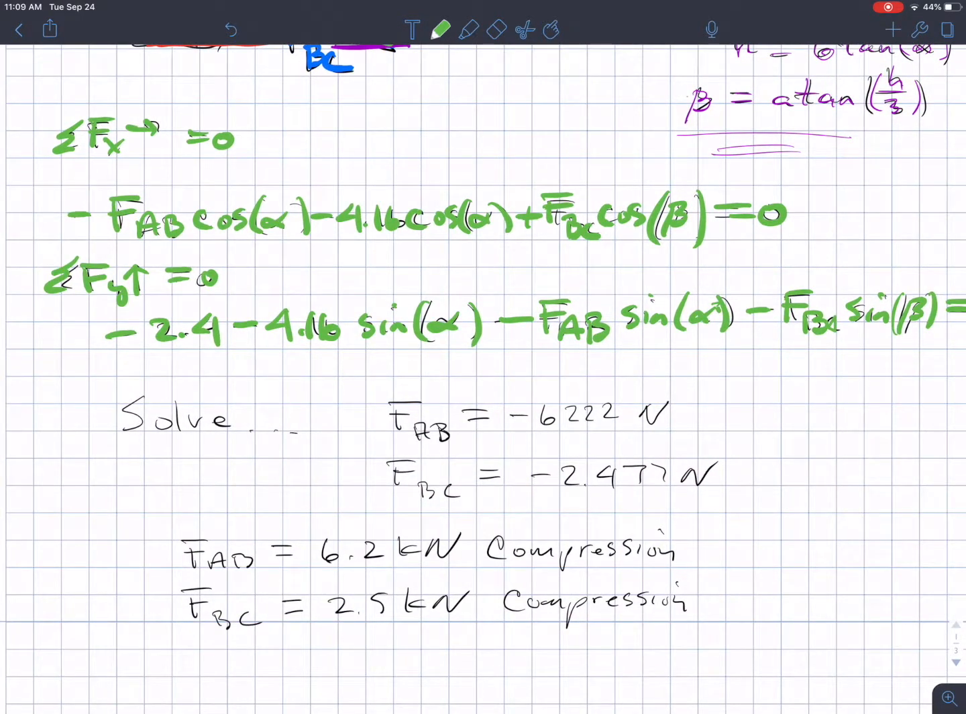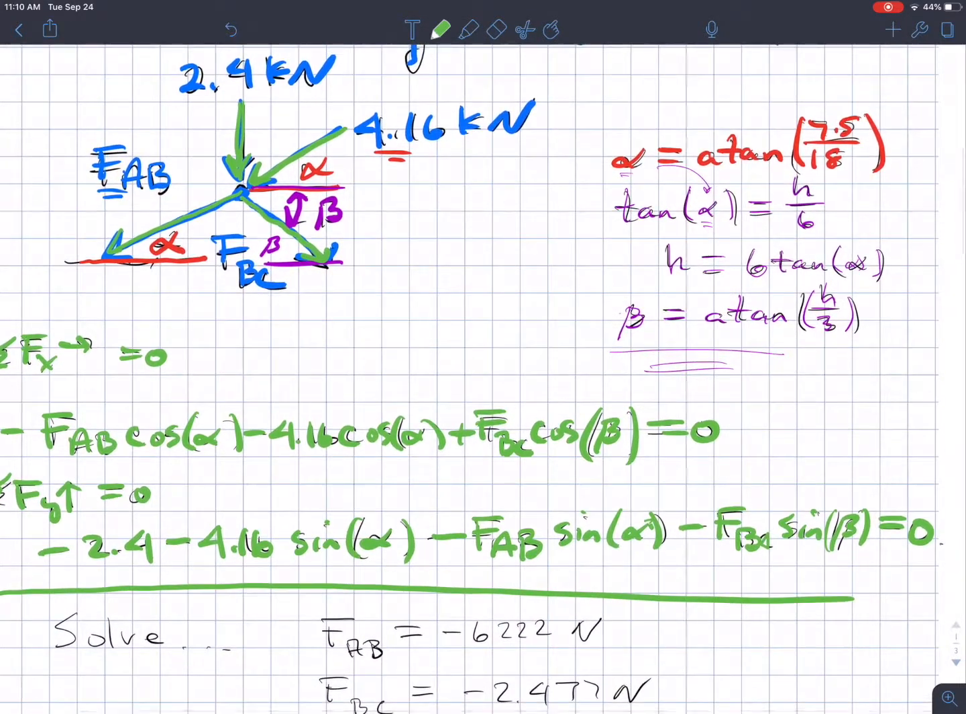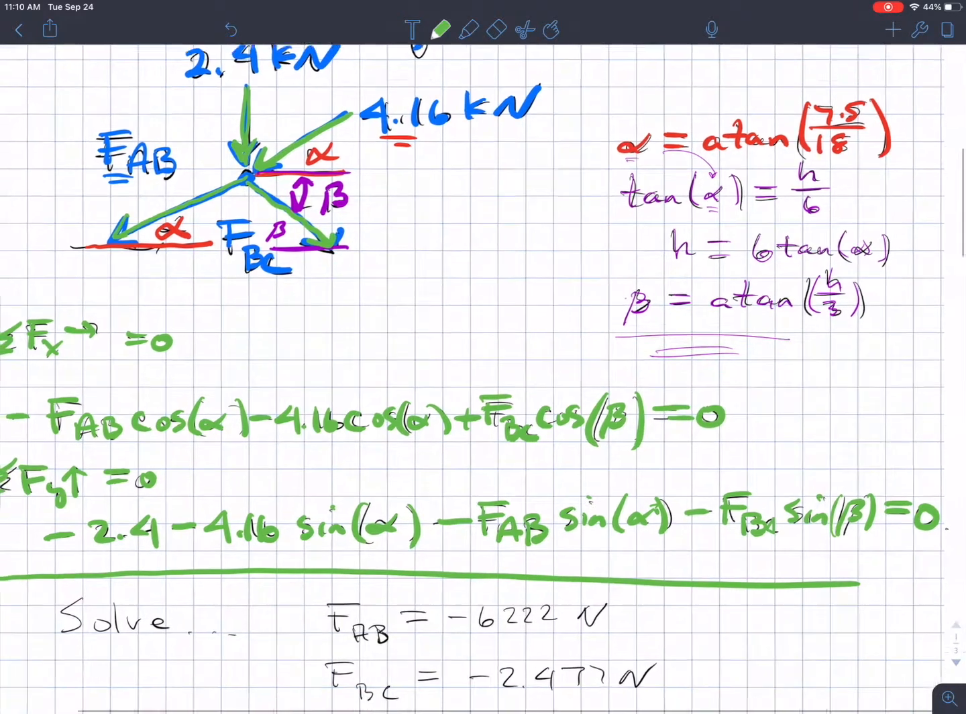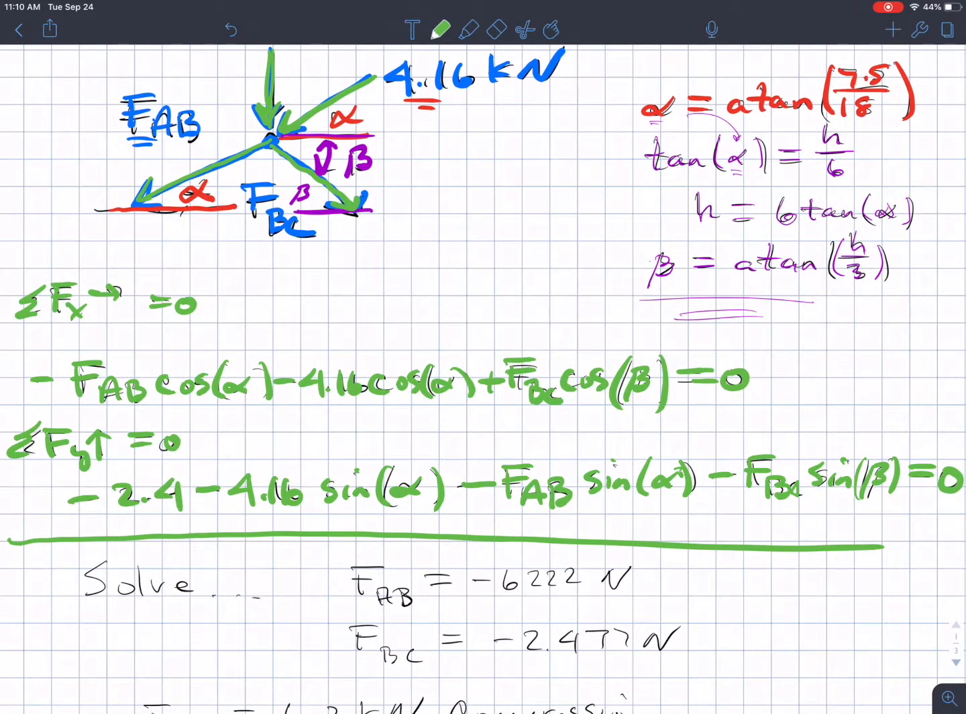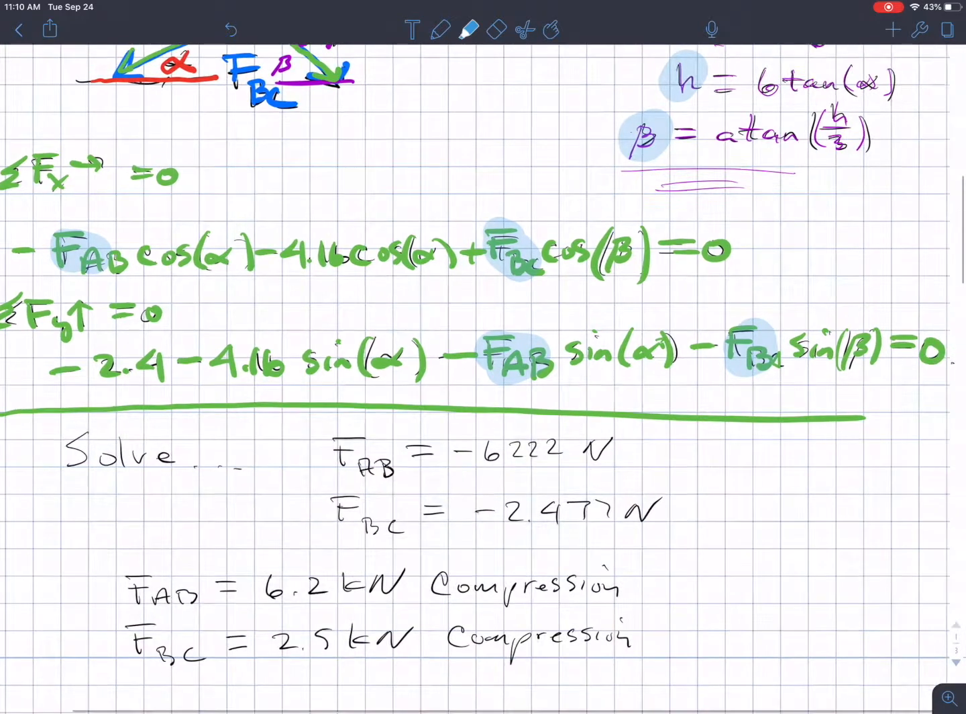So on an exam, this is a fairly substantial problem. Lots of calculations with your calculator. I would probably ask you more to set this up, write the equations. So this would be what I was looking for, because everything is known. I calculated alpha, that's known. I calculated H, that's known. Therefore, I can calculate beta, that's now known. And the only unknowns in the problem are FAB and FBC, and it's two equations, two unknowns, so I could solve it.